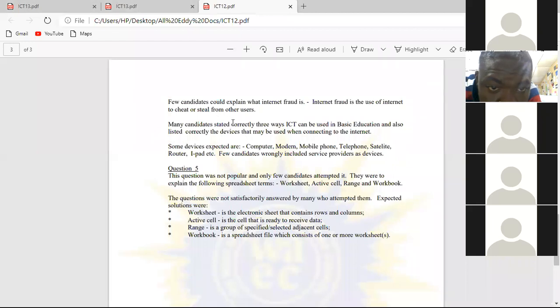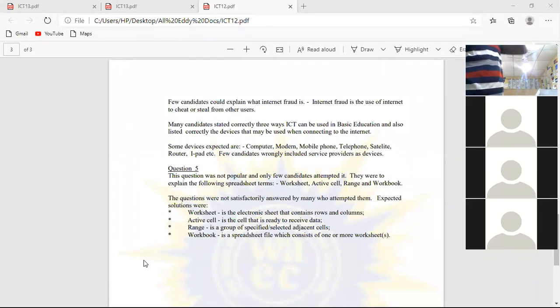Yes. Few candidates could explain what internet fraud is. Why is your dog barking like that? Go and give it food. So it's not my dog. Whose dog is that? Is it Kingsley's? Say I don't have dogs. Which dog is barking like that? Okay, so go and tell it to be quiet. Let's continue. I'm sorry, Daniel. Finish it.